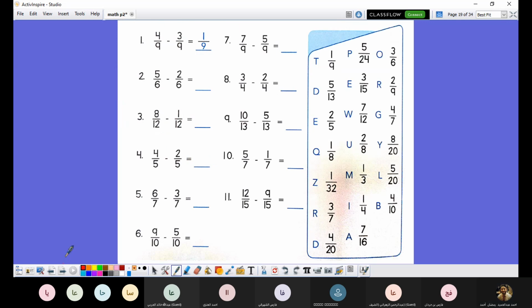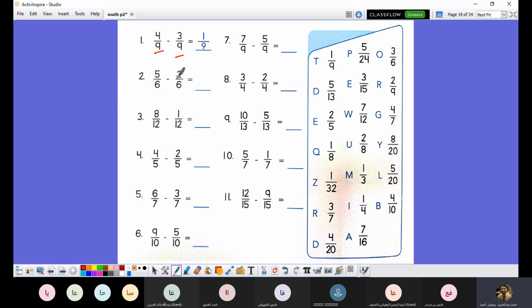Let's take the example here. In the first question, 4 over 9 minus 3 over 9. Here we have the same denominator, so we will write 9 as the denominator. And we will find the result of 4 minus 3. 4 minus 3 equals 1.